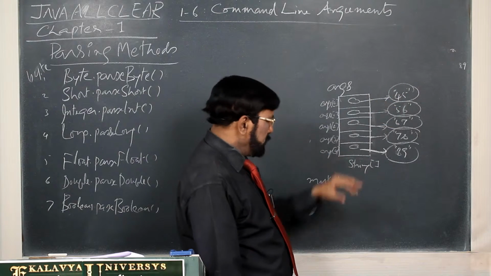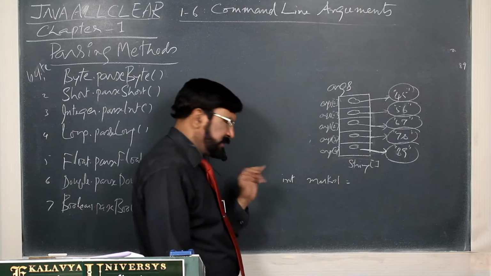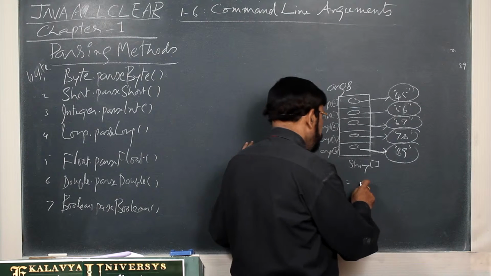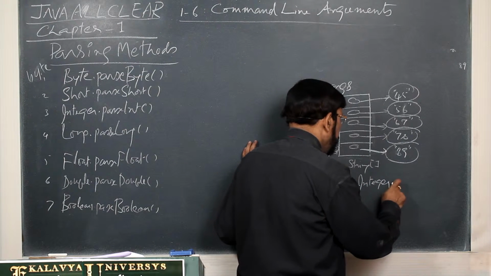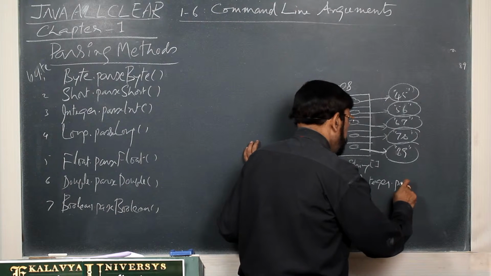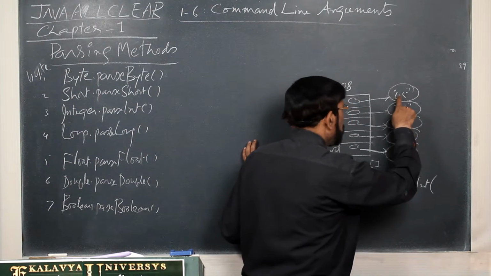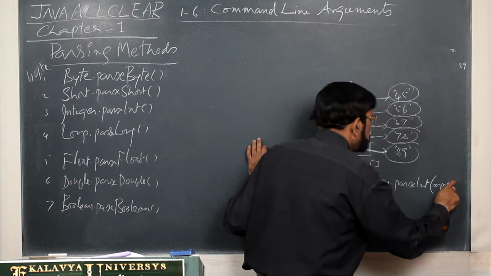Originally marks1, let us say, is int. int marks1. You want to store, so what do you do? Which wrapper class do you have to take? Integer. Integer.parseInt, and what do you have to give? Where your 45 string is there, args[0].